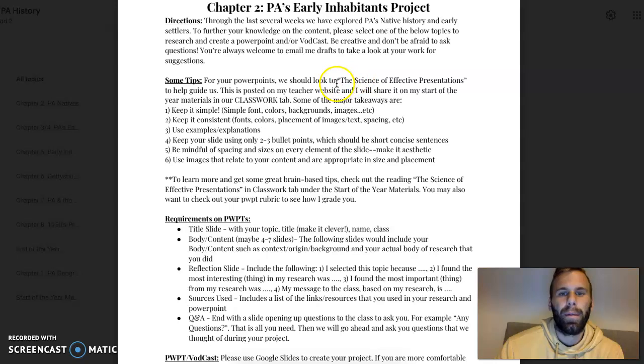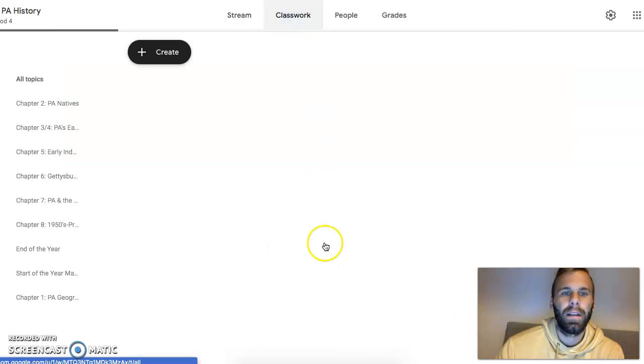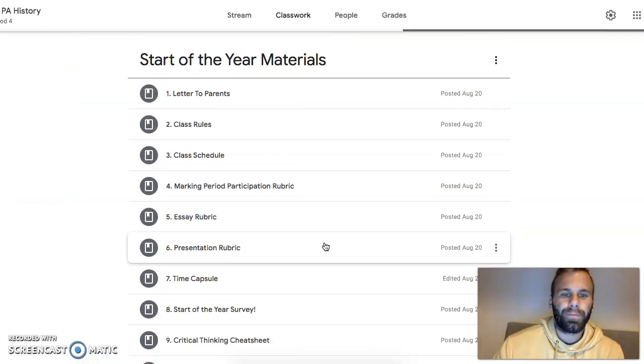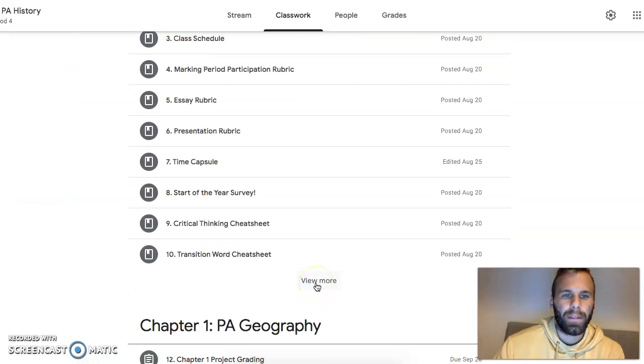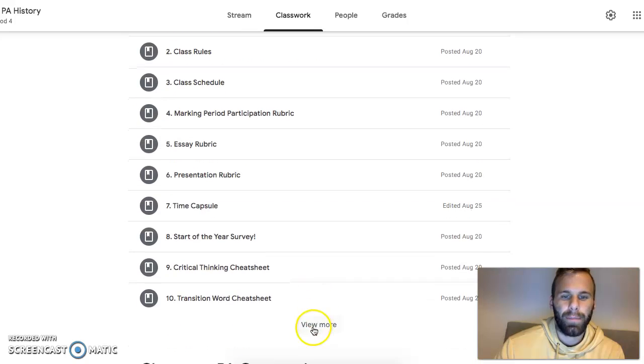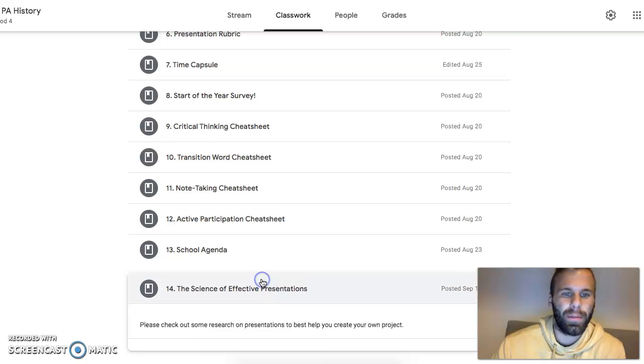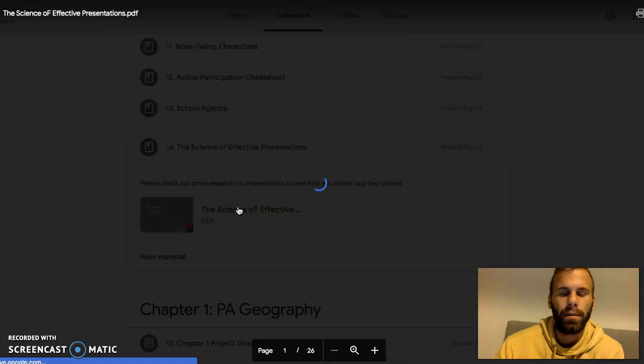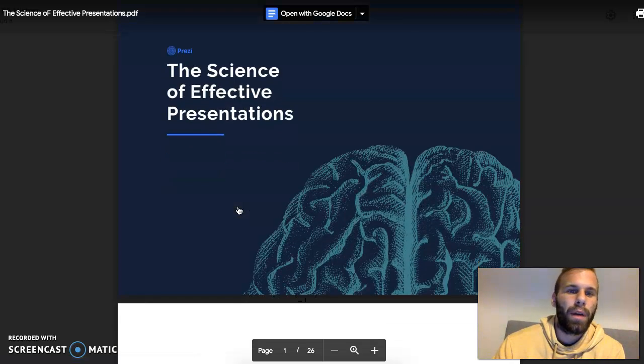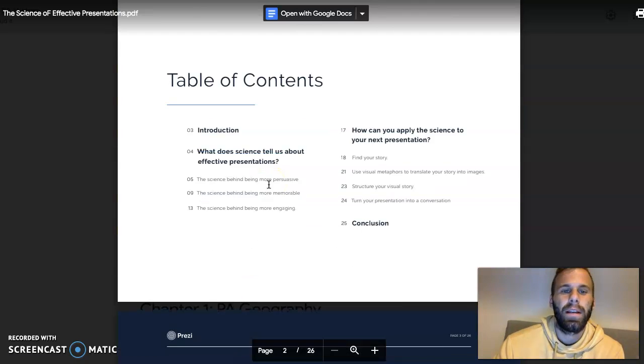Some tips. Remember, in the start of the year materials, we'll go back to that quick just so you can see. One of the takeaways from this class isn't just like all the PA history stuff, but other skills. We haven't gotten into essays and writings, but one of the things we have been doing are PowerPoints. So remember, I do have this as a resource. You can check it out, The Science of Effective Presentations.